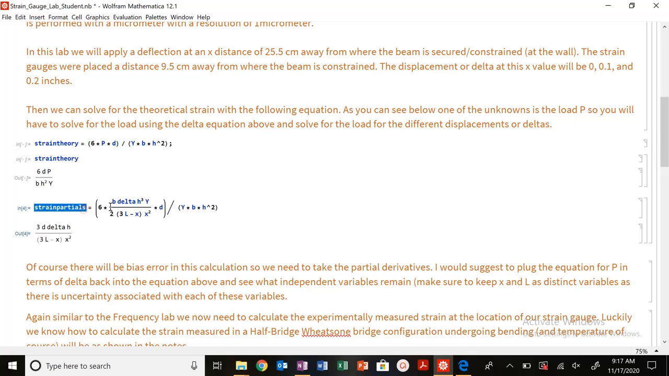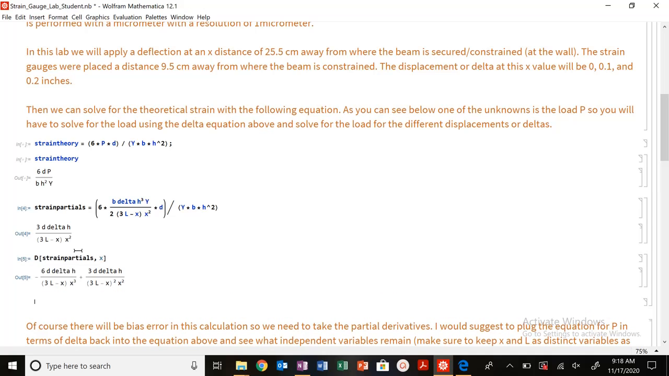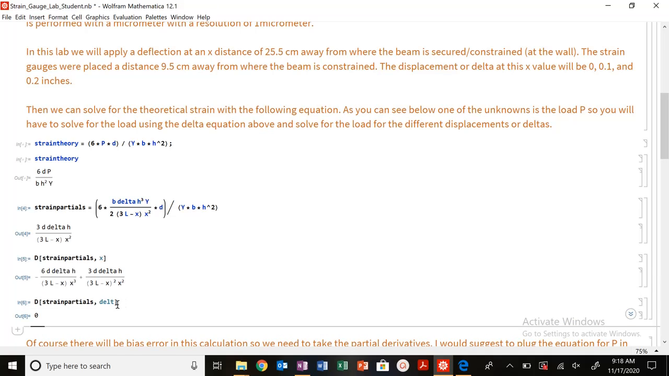Now we can see, just to visualize, my theoretical strain is a function of several independent variables: D, delta, H, X, and L. So I'm going to need to take partial derivatives with respect to all these different parameters. I'm going to have to do the derivative of strain partials with respect to X, the derivative of strain partials with respect to delta, et cetera, et cetera.